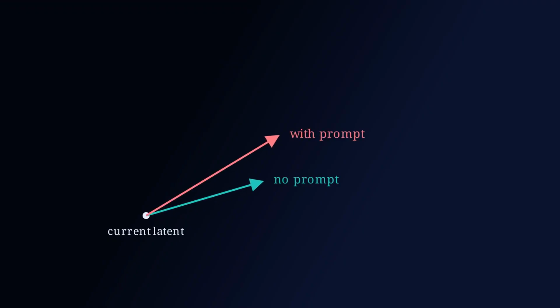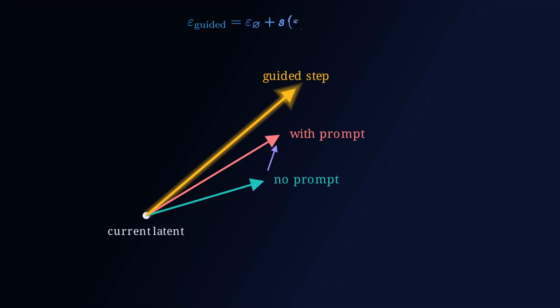Under the hood, that dial works by a small trick. The model actually makes two predictions each step, one with your prompt, and one imagining no prompt at all. It then pushes away from the promptless version and toward the prompted one. The bigger the push, the stronger the guidance. It's a nudge in the direction your words point.